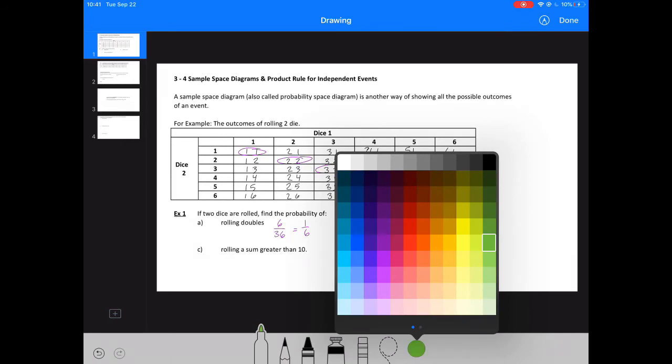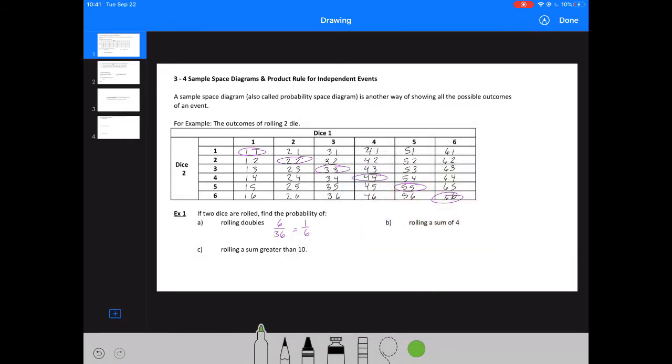Now, what about rolling a sum of 4? So I'm going to circle those in green. Let's see. 1 and 3 add to 4. 2 and 2 add to 4. 3 and 1 add to 4. And so I've got 3 out of 36, or 1/12. That's my probability of rolling a sum of 4.